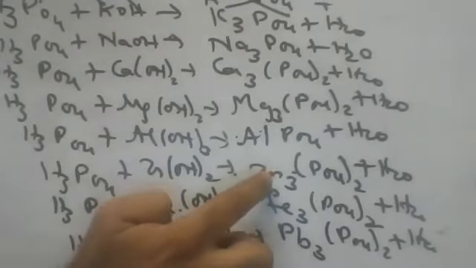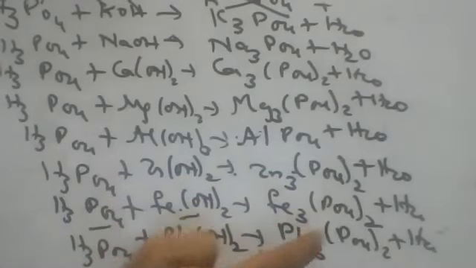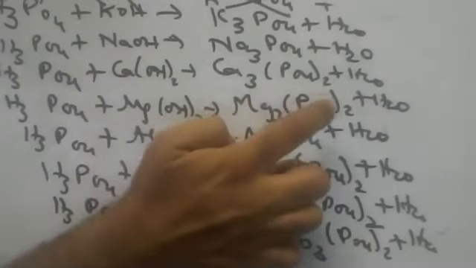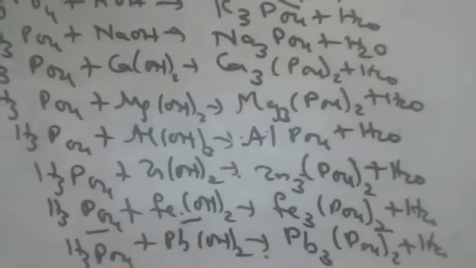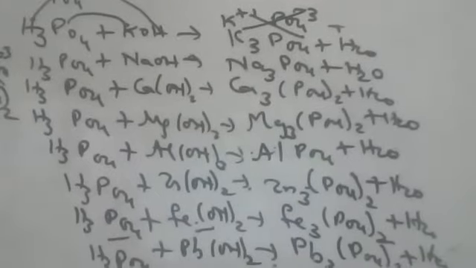One basic component, one acidic component. Basic component, acidic component. Bases are metals, acids are non-metals. Children, you should do like this. If you do these reactions, then you will understand.